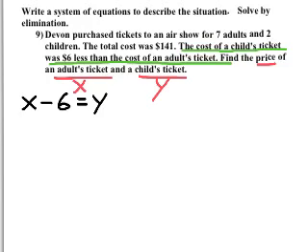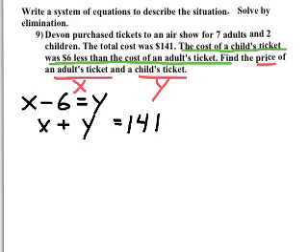Devon purchased tickets to an air show for 7 adults and 2 children. The total cost was $141. Well, we don't know what the price of the adult's ticket and the child's ticket are, but we know it totaled out to 141. So let's put 141 here. Okay, and then we've got adult tickets, x's, and the cost of those altogether, plus all of the child's tickets, which is y, is going to equal 141.